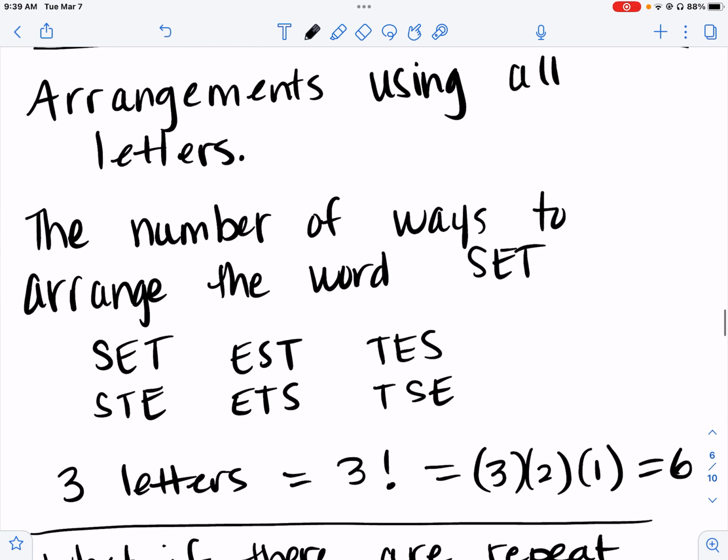Okay. Arrangements using all letters. The number of ways to arrange the word SET: there's 6 ways if you write it out. There's 3 letters, so it's 3 factorial. Basically, there's 3 letters that you can put first. Once you've put that first letter, there's only 2 left that can be second. Once you've set the first 2 letters, there's only 1 left to be the last one.